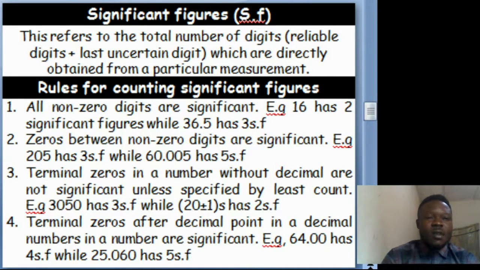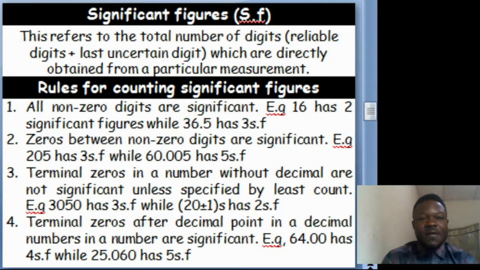Rule 3 tells you that terminal zeros of a number without a decimal are not significant figures. If I have a number without a decimal, that last zero or any terminal zeros we have, even if you have more than one zero at the back, we don't count it, except it is specified by the least count. For example, if they give you plus or minus 1, you can now count it.